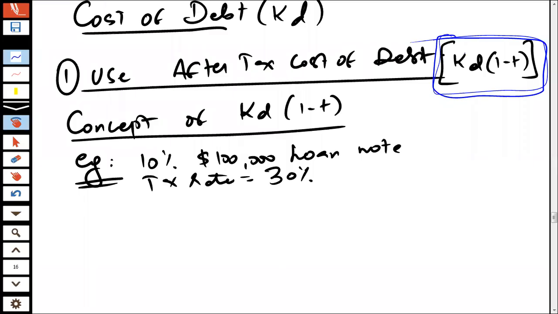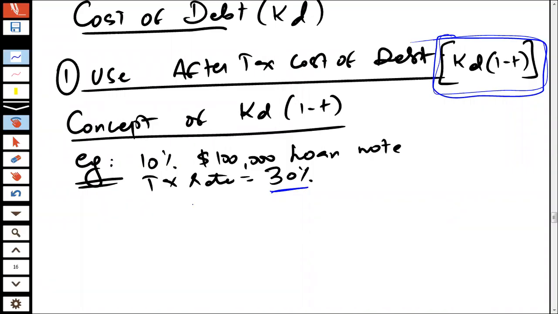So now, when we talk about the after-tax cost of debt, what exactly is the reason for using it? Let's talk about it. First of all, let's think about it. I've taken this example, which is a 10% $100,000 loan note. The tax rate is 30%. There's a 10% $100,000 loan note and the tax rate is 30%.